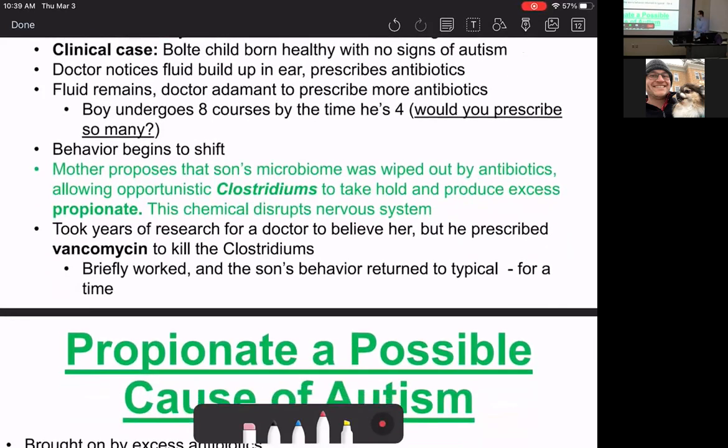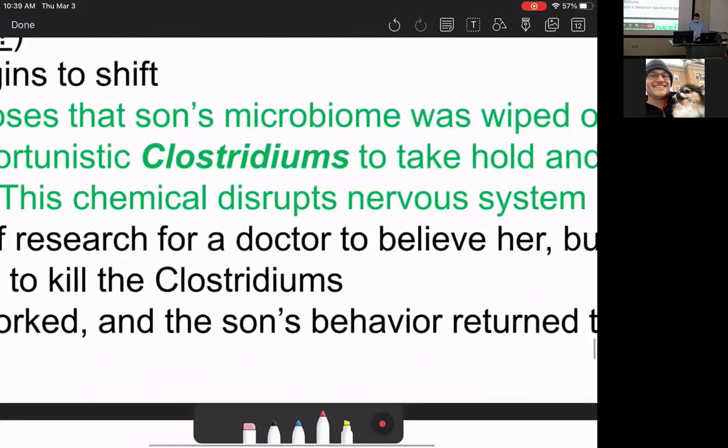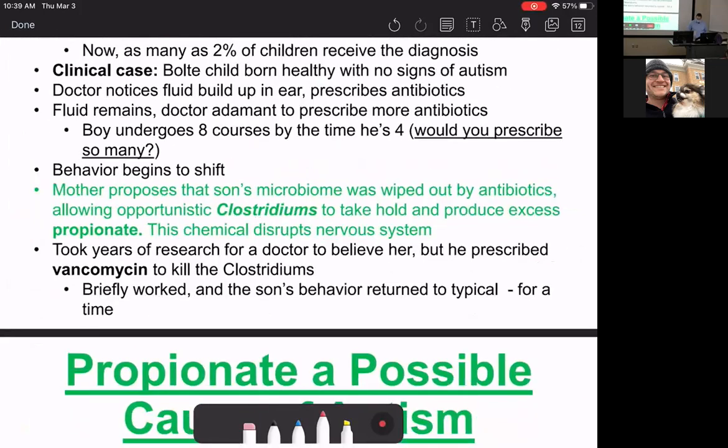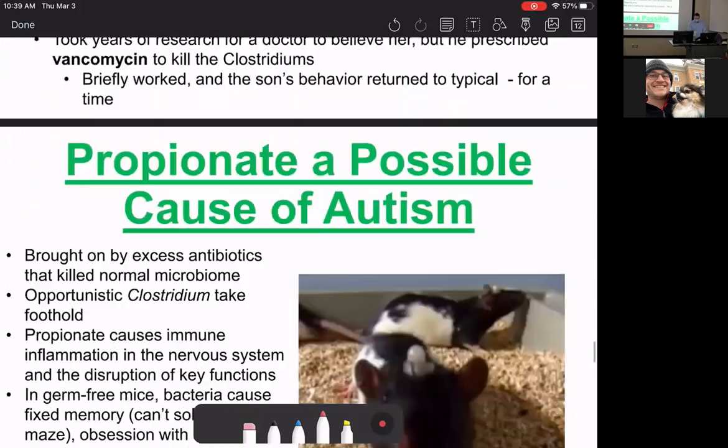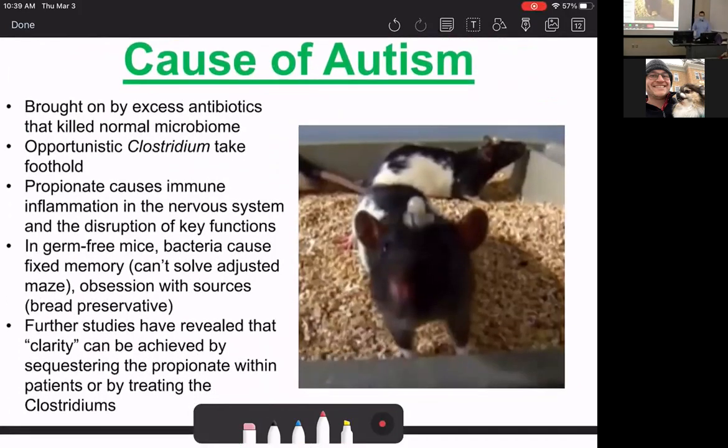So this kid has an ear infection. Doctor's like, antibiotics, doesn't work. Do it again, doesn't work. Do it again, do it again, do it again. Eight rounds, different antibiotics. Remember that diverse microbiome? That's gone, that's nuked. What comes in when you shred and burn a field is a bunch of weeds at first, right? Weeds move in. Clostridiums are one of those weeds. Clostridiums happen to produce something called propionate. Kind of disturbs the brain a little bit. And it also strangely causes a craving for wheat and bread, because that's what they eat in a lot of cases, these clostridiums.